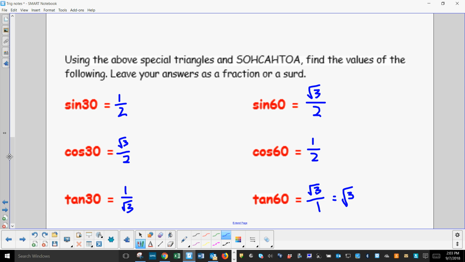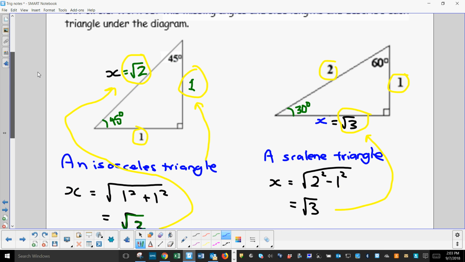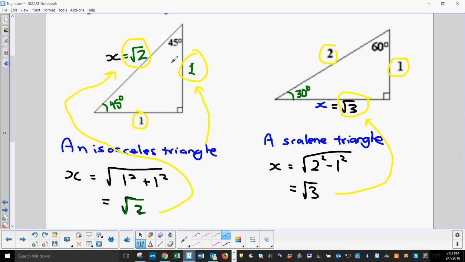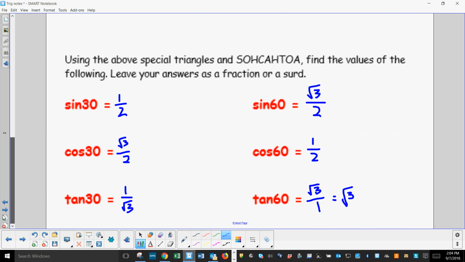So I was going to do sine of 45, cos of 45, tan of 45. Out of interest, what would sine 45 be? 1 over root 2. Yep, 1 over root 2. Good. And what would cos of 45 be? 1 over root 2. Good. And what would tan of 45 be? Yeah, 1 over 1, which equals 1. So if you want, out of interest, that's what those ones would give you.